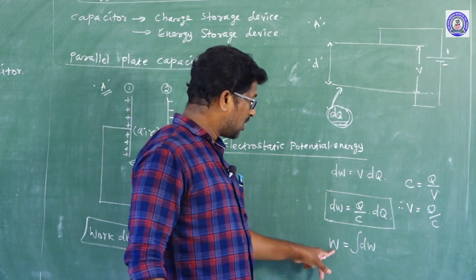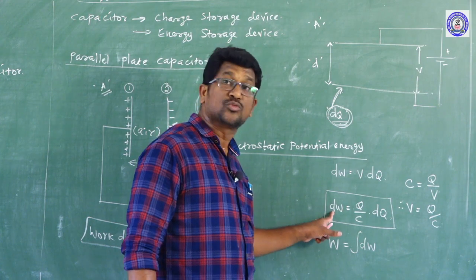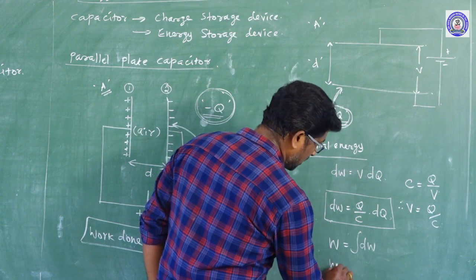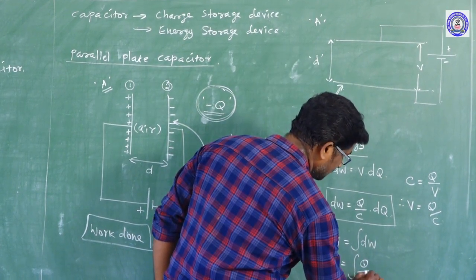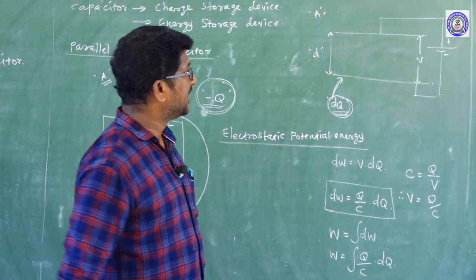So, how can you calculate total work done? By integrating this small work done. So, W is equal to integration of dW, or W is equal to integration of Q by C into dQ, right.